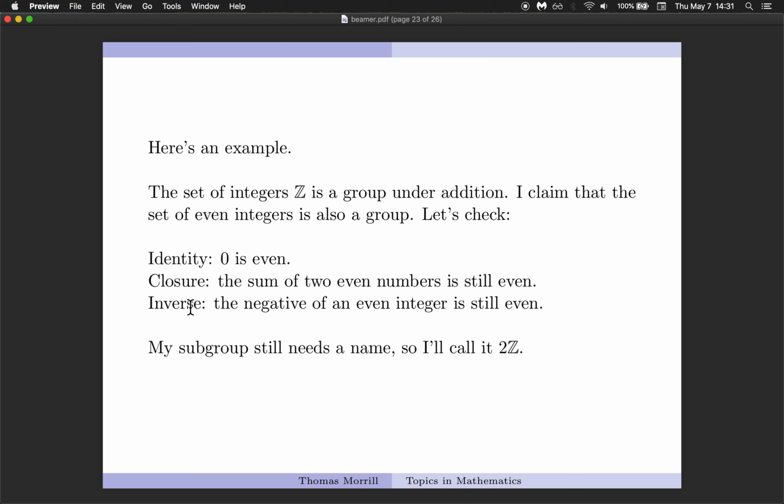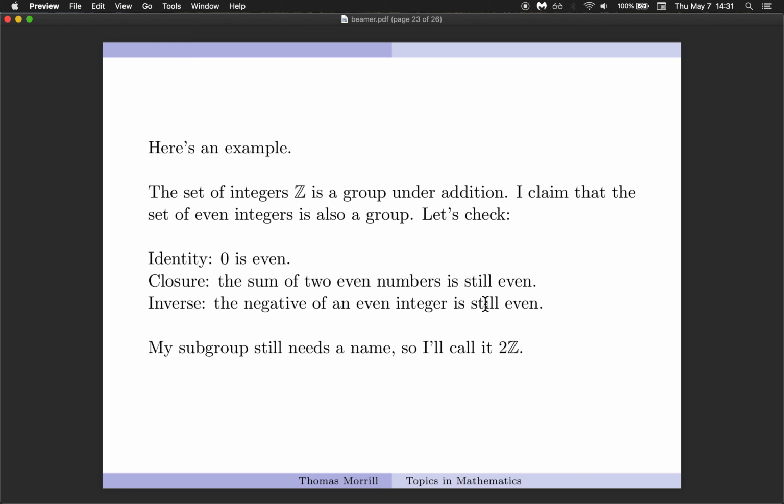So what is the inverse for addition? I'm talking about negatives. Is it the case that the negative of an even integer is even? Okay, I'm up to 4th grade now, and 4th grade is telling me, yes, the negative of an even integer is still even. So we've satisfied all the properties of a group.